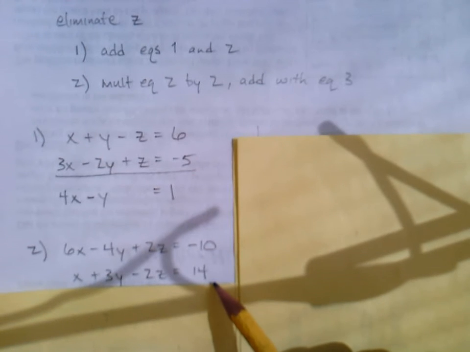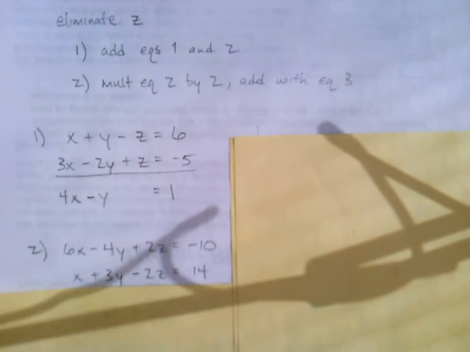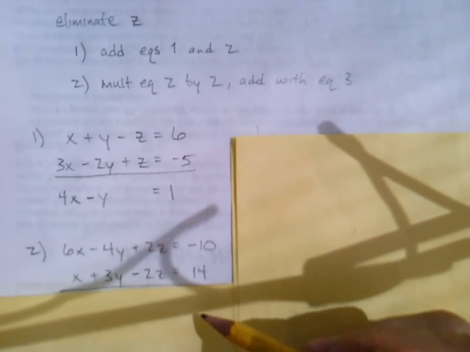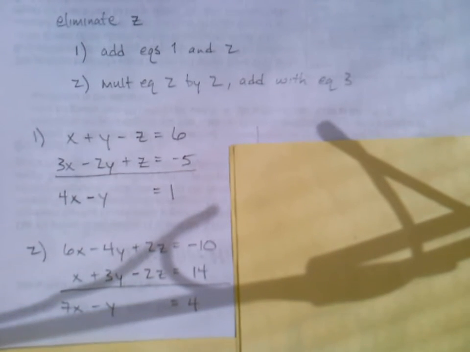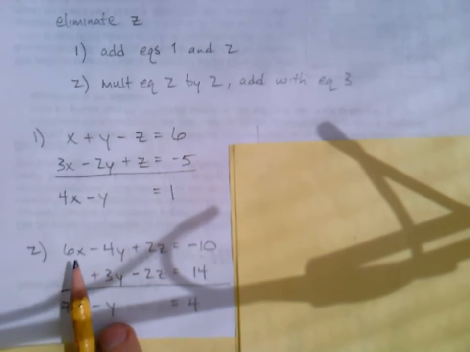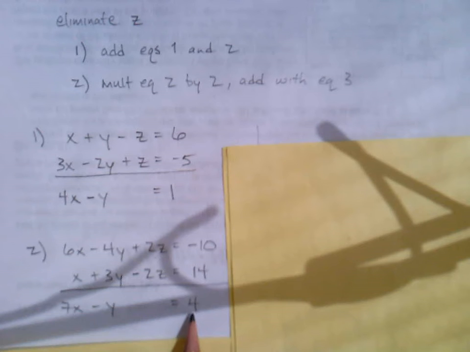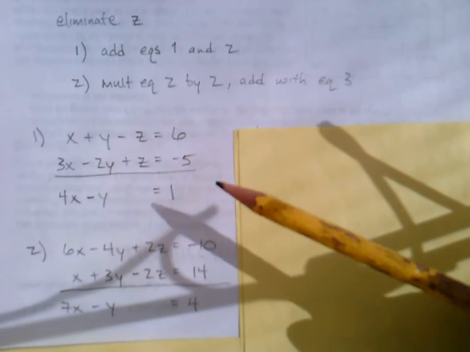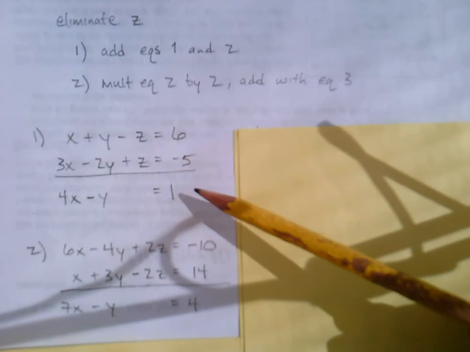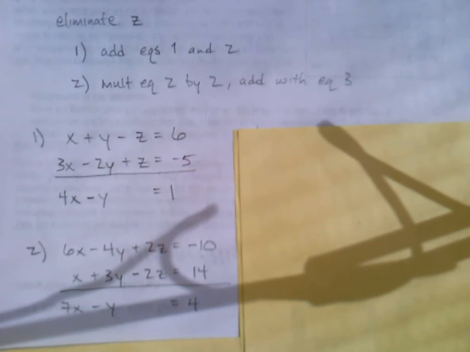Then we're going to add it with equation 3. We don't need to change equation 3 because it's going to eliminate z again. So x plus 3y minus 2z equals 14. As we add each part, we get 7x, minus y, negative 4 plus 3. The z is eliminated. Positive 4 over here. 7x minus y equals 4. All right, we obtained our first goal. We eliminated z twice. We got those 2 equations.